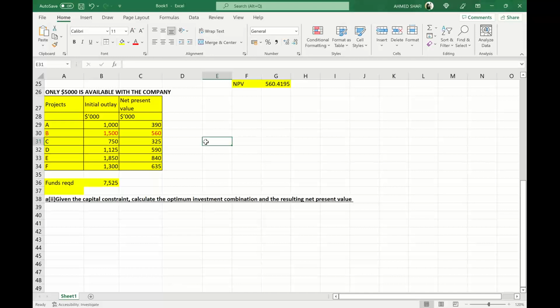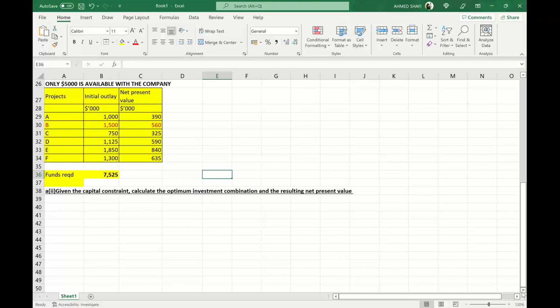A, B, C, D, E, F, all projects have a positive NPV, right? So your wish would be taking all projects. If a company has all opportunities with positive NPV, it should take all. But the funds available are only 5,000 and you need 7,525. This is what we mean when we say we are facing capital rationing. And in capital rationing, you should accept one thing: it is not possible to take all projects. How can you take all projects? You have only 5,000 available, but the projects under consideration require 7,525. So you cannot take all projects.